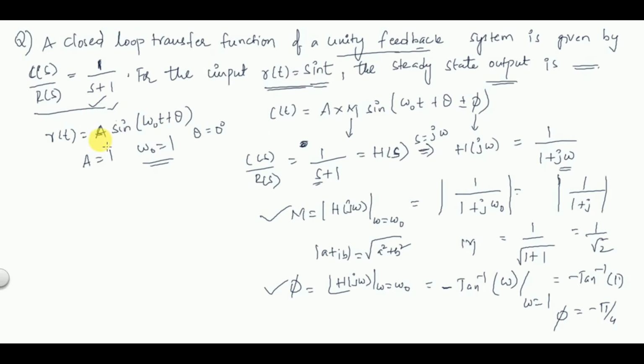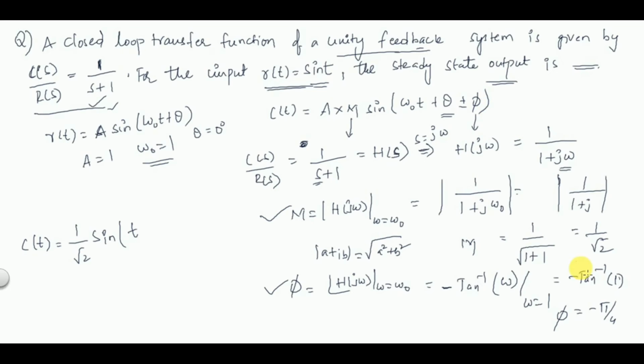Okay, so this is how we can find the values of M and phi from the given transfer function. Once you find M and phi, then you can directly substitute in c of t. You'll get the steady state output. So A is 1, so 1 into M is 1 by root 2. So 1 into 1 by root 2 is 1 by root 2 only. Sine of omega naught t. So omega naught is 1, so 1 into t is t. And phi is also 0, so we can leave that.